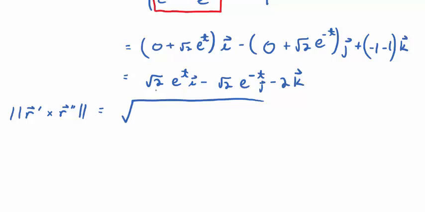Okay, so we're going to square the i component, and that'll get us 2e to the 2t if you think about it. E to the t times itself must be e to the 2t. And then plus, square root of 2 squared gives you 2 e to the negative 2t. If you take e to the negative t times itself, you get e to the negative 2t, plus 4.